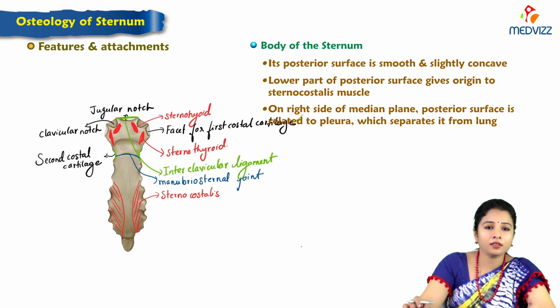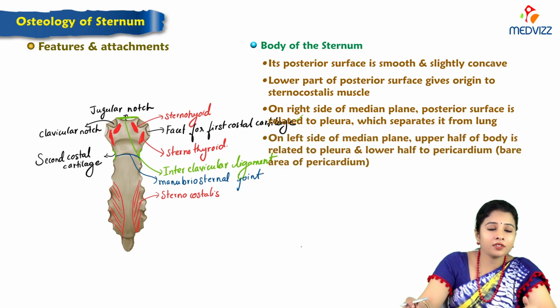That is the right lung. On the left side of the median plane, the upper half of the body is related to the pleura and the lower half is related to the pericardium, which is the bare area of the pericardium.